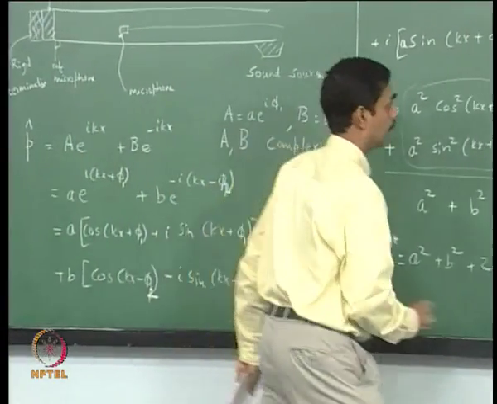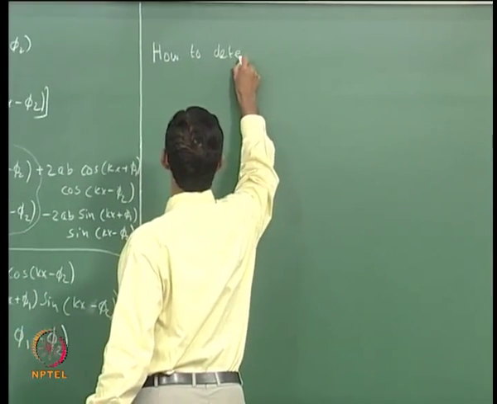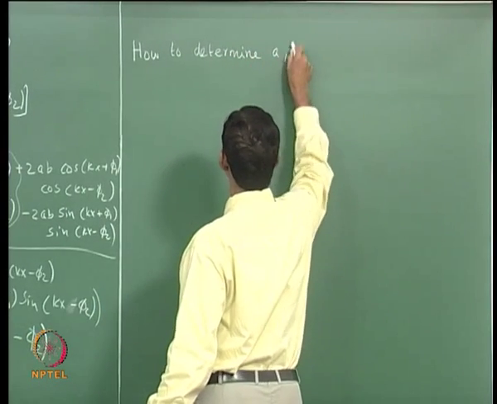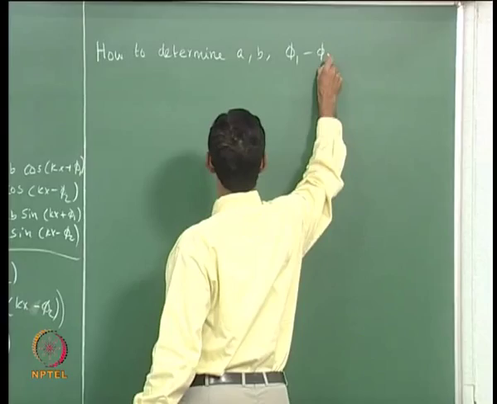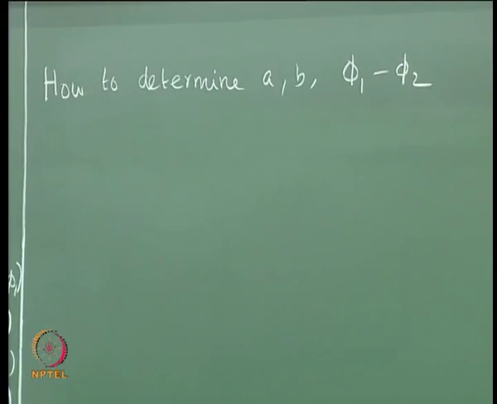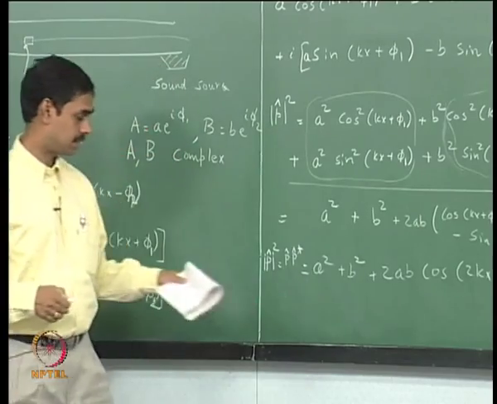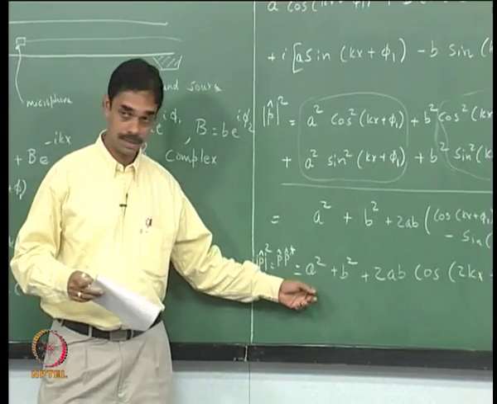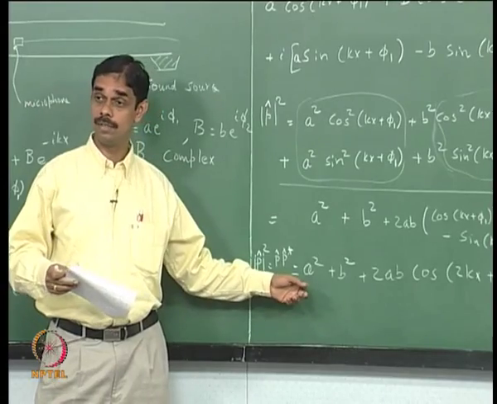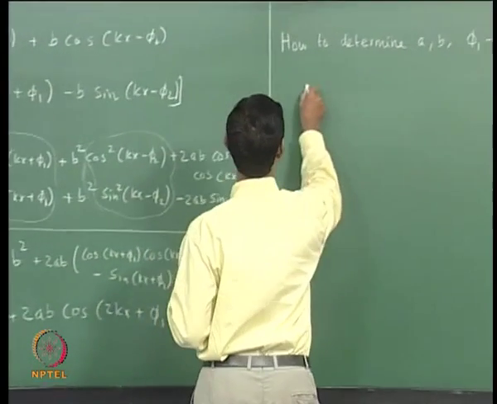Phi 1 minus phi 2, phase is always one with reference to another, so it is not necessary to get phi 1 and phi 2 independently, but it is enough to find phi 1 minus phi 2. So the simplest way is we can see when this expression is a maxima and when this expression is a minima. When would this be a maximum? What is the maximum value of this expression? And what is the minimum value of the expression? A minus B whole square.